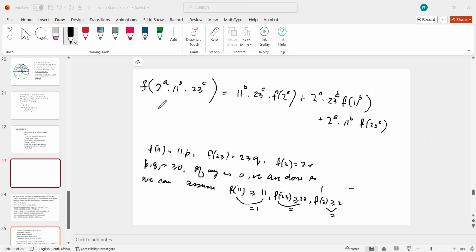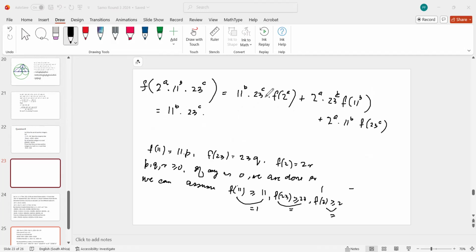Now we know that this is equal to 11 to the b, sorry. Now I'm going to use that formula. Oh gosh, I asked you to prove it as an exercise. I thought I didn't need it, but I do need it. So this is actually equal to 11 to the b, 23 to the power of c. And this is like the derivative formula.